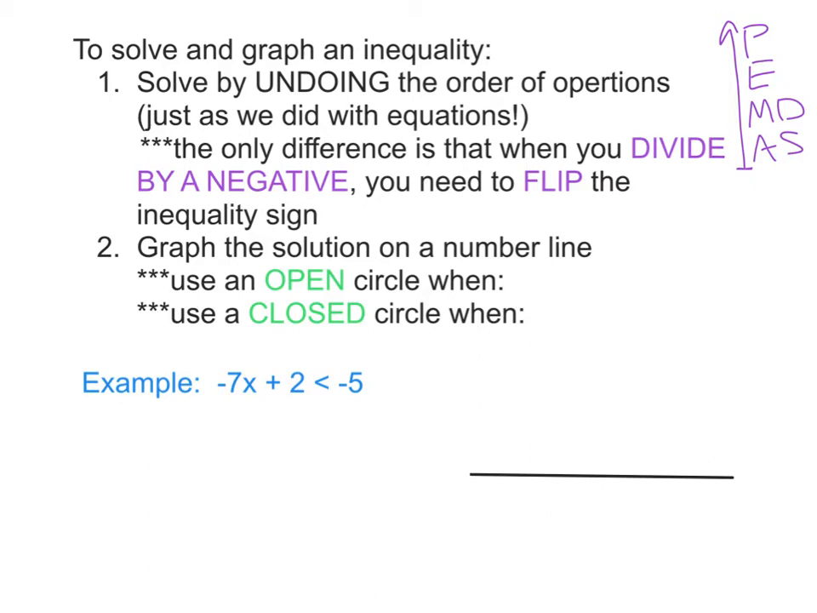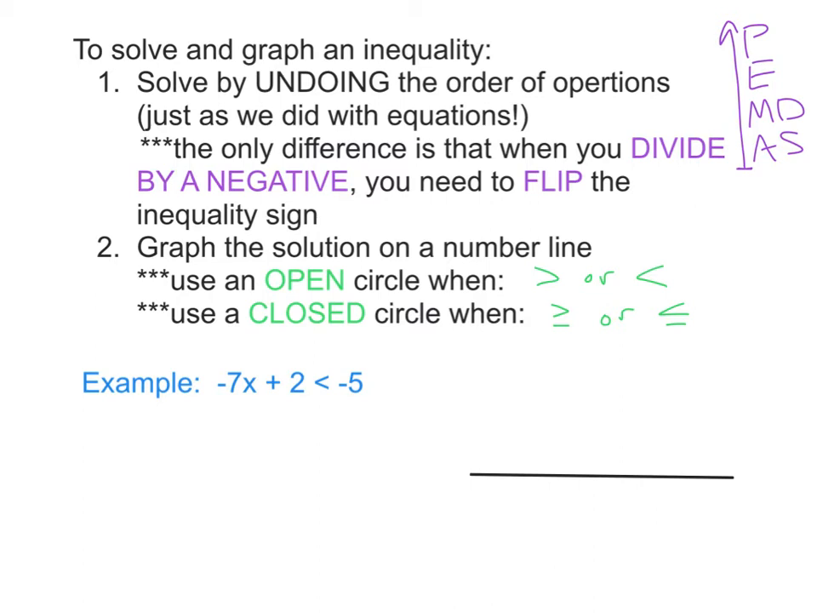Number 2, we're going to graph the solution on a number line, and we're going to again use that open circle when we have a greater than symbol or a less than symbol. Again, because if it's like x is greater than 3, 3 is not included as a solution because it's not greater than 3. We're going to use a closed circle if we have greater than or equal to, or less than or equal to. All right, so let's try an example.